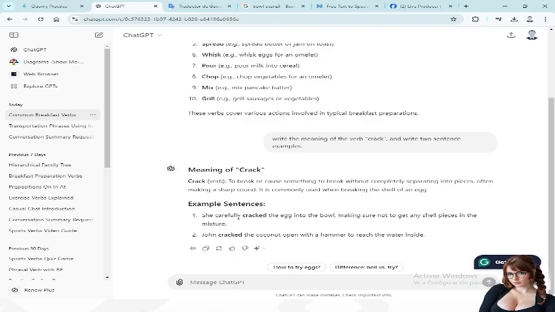To break. I think that I am going to write a small part of the meaning that ChatGPT gave me: to break or cause something to break without completely separating into pieces.